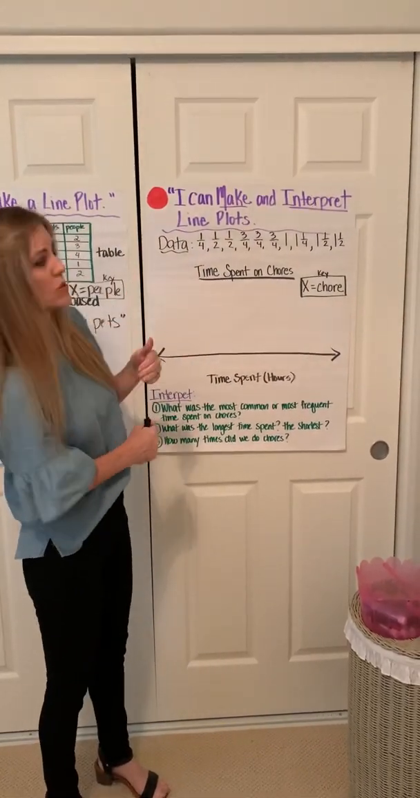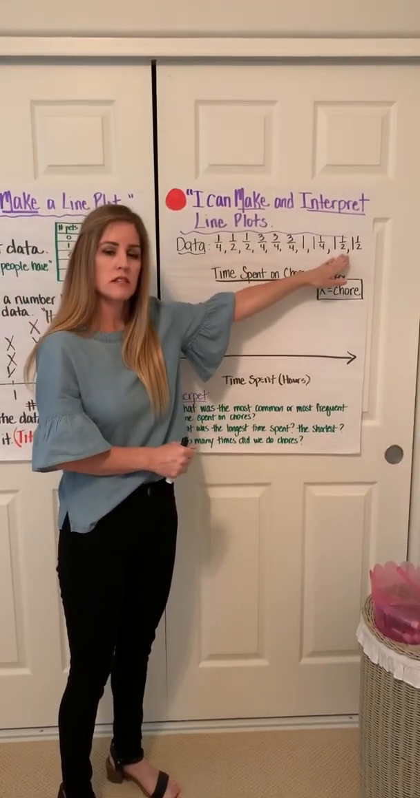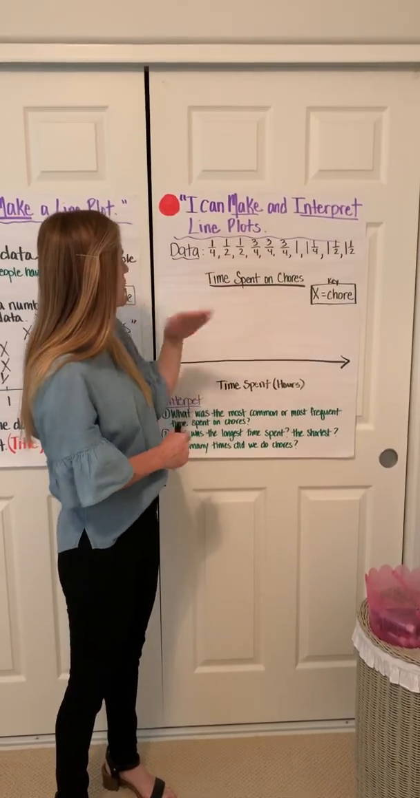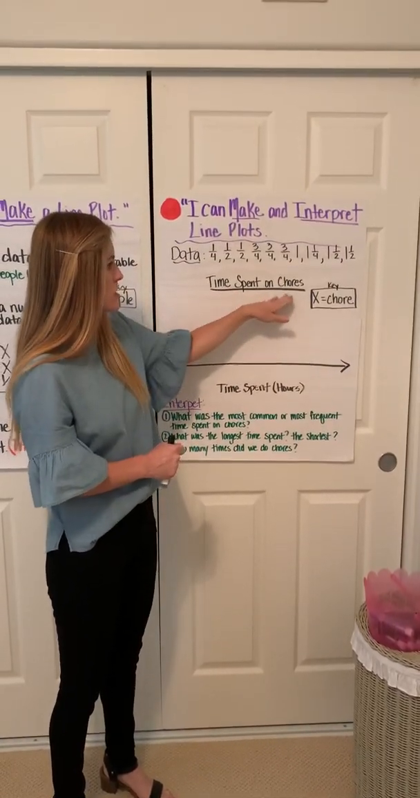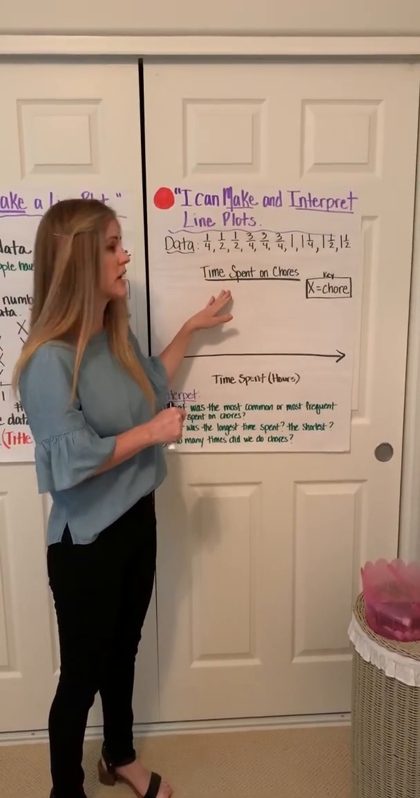Okay. I also wanted to show you that this time my data, I listed it just in least to greatest instead of putting it on a table. That's another way that you can. So I've already placed my title, time spent on chores. I pretended like I was doing chores and keeping track of how long chores were taking me.